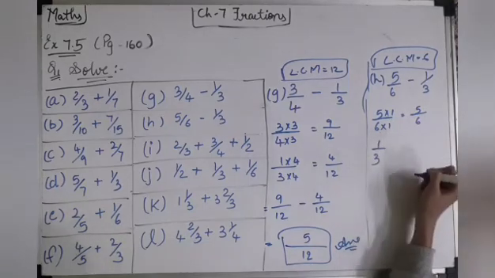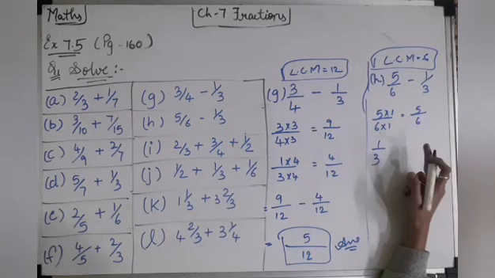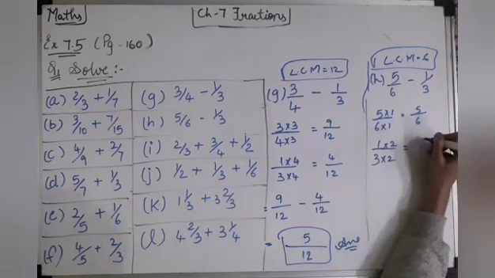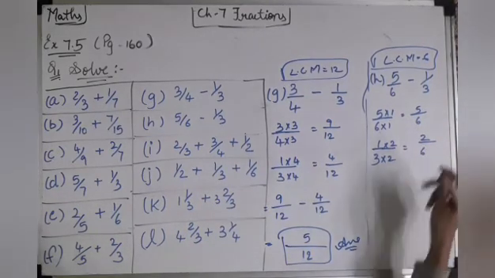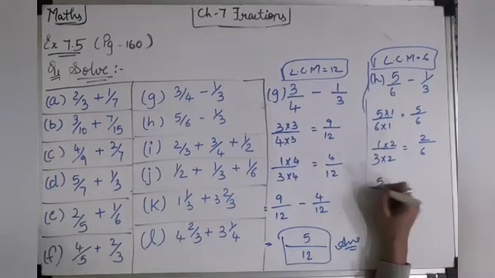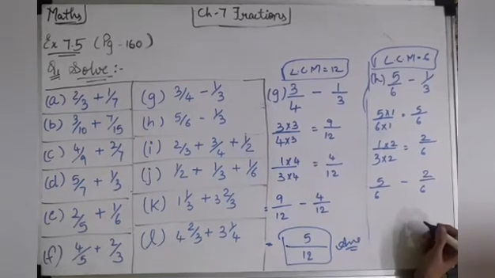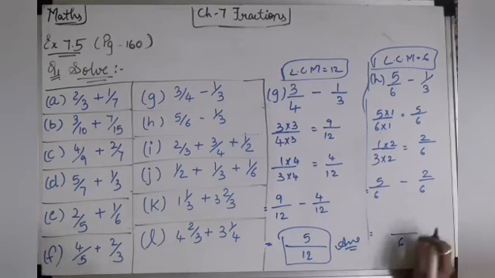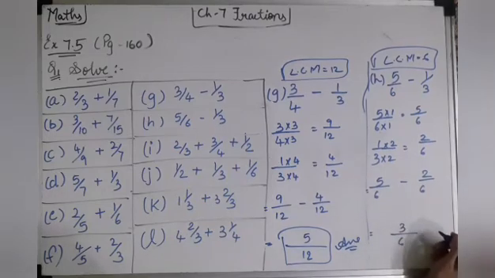1 upon 3. So by which number I will multiply, so I will get 6? So I will multiply by 2. In numerator also 1 2s are 2 and 3 2s are 6. We got the similar denominator. 5 upon 6 minus 2 upon 6. 6 means I'll write here in the denominator. And 5 minus 2. 5 minus 2 is 3.